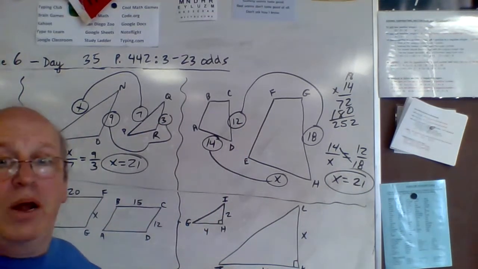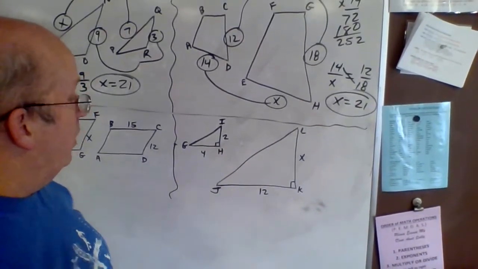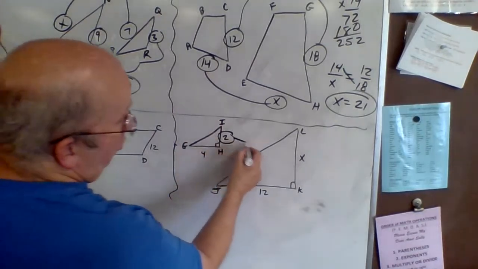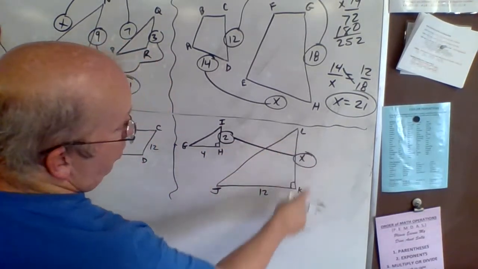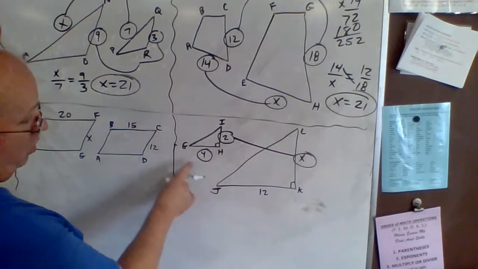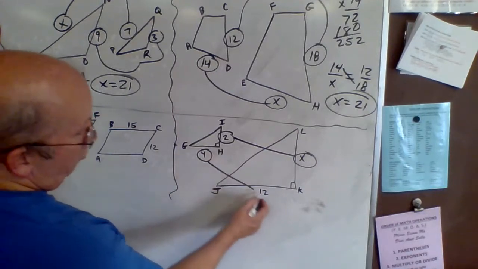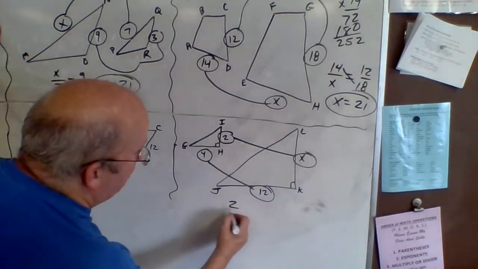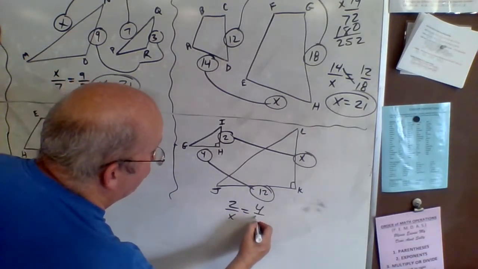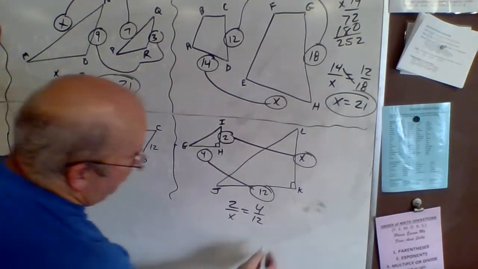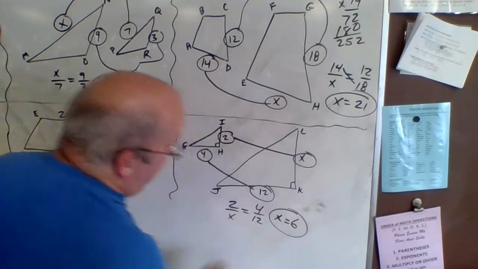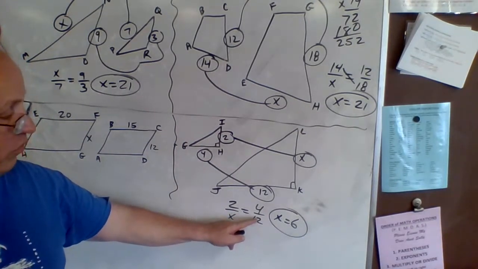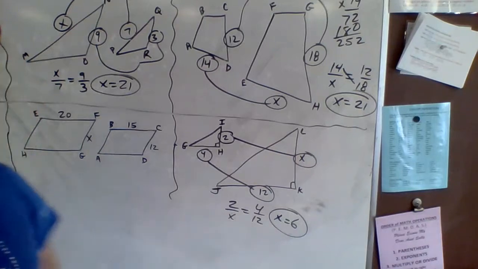Let's go straight down to this problem underneath the previous one. My 2 side, line segment IH, corresponds with x over here, line segment LK. The 4, line segment GH, corresponds with the 12, line segment JK. So I'd write something like 2 over x equals 4 over 12. And if I solve that, I get an x value of 6. 2 times 12 is 24. 24 divided by 4 is 6.